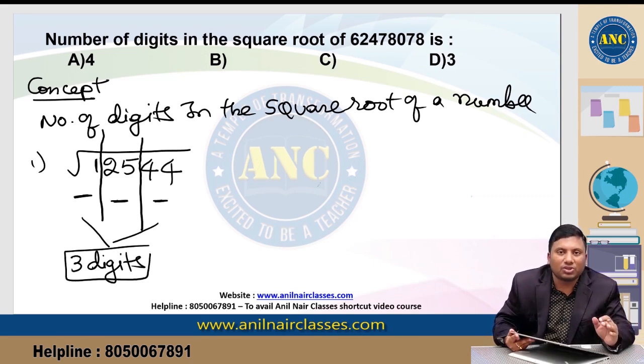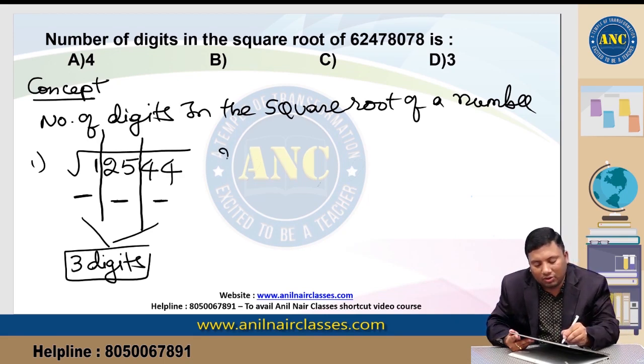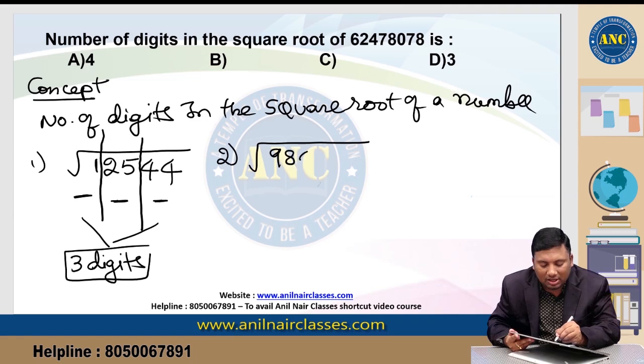Start from the rightmost, take a group of 2 digits. Every 2 digit group is nothing but 1 digit. Suppose if it is 984064.